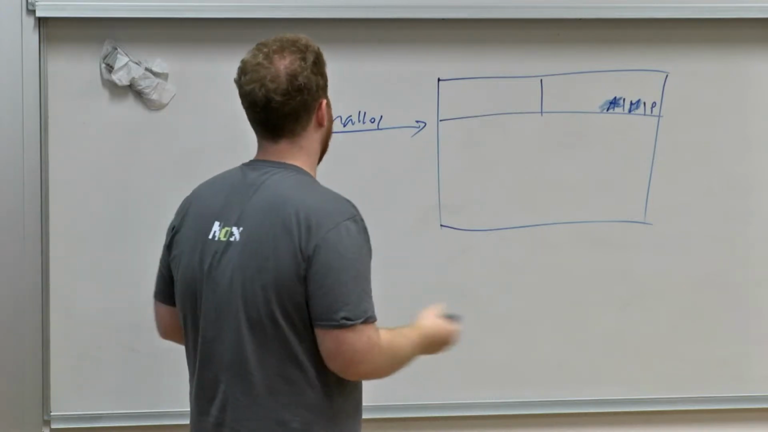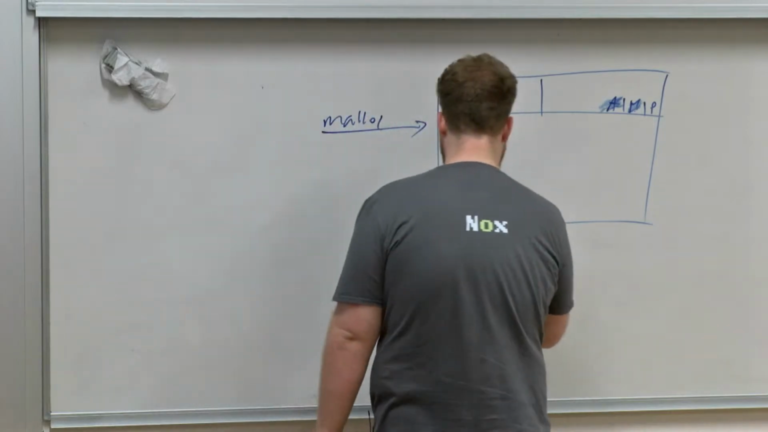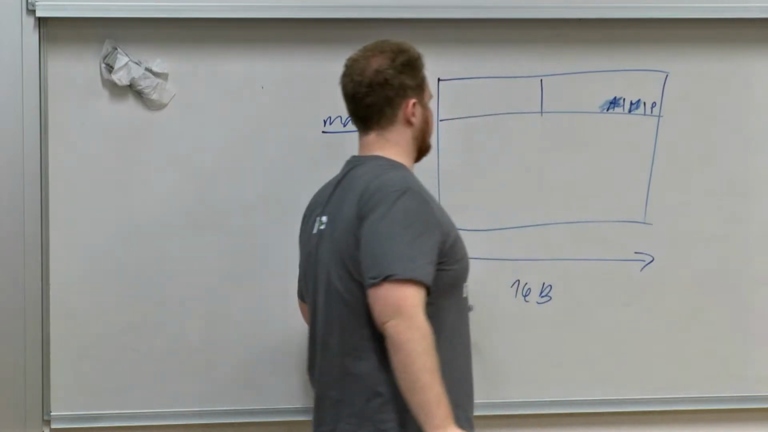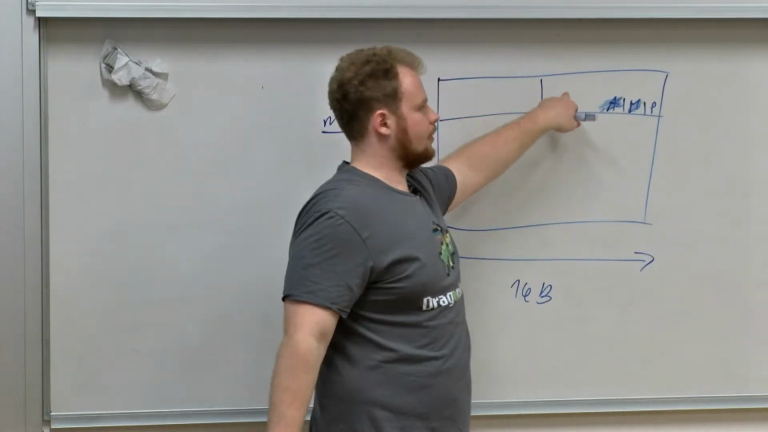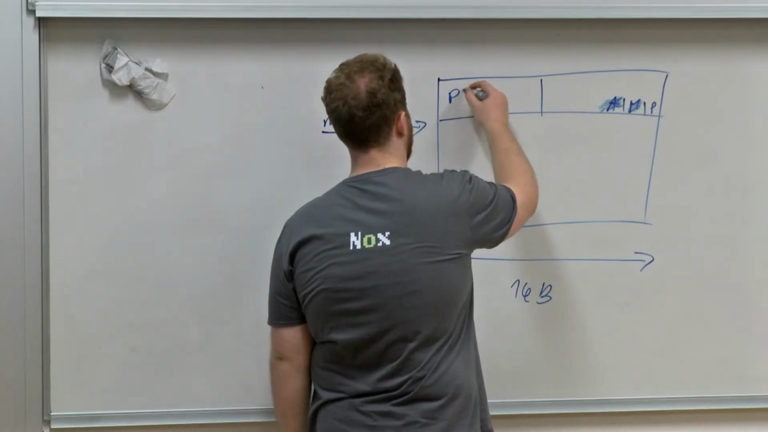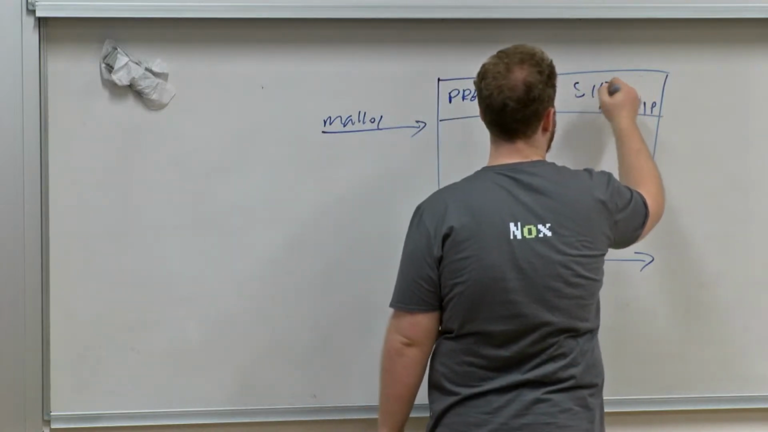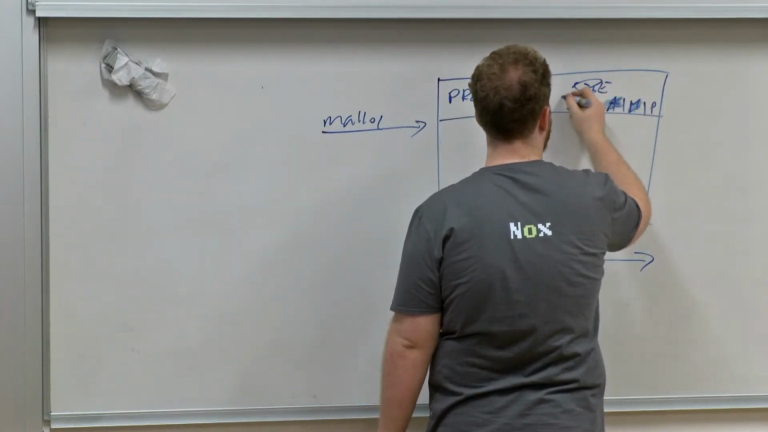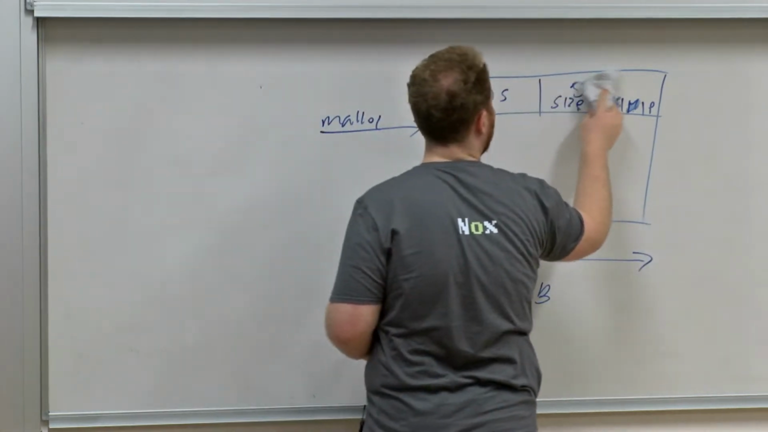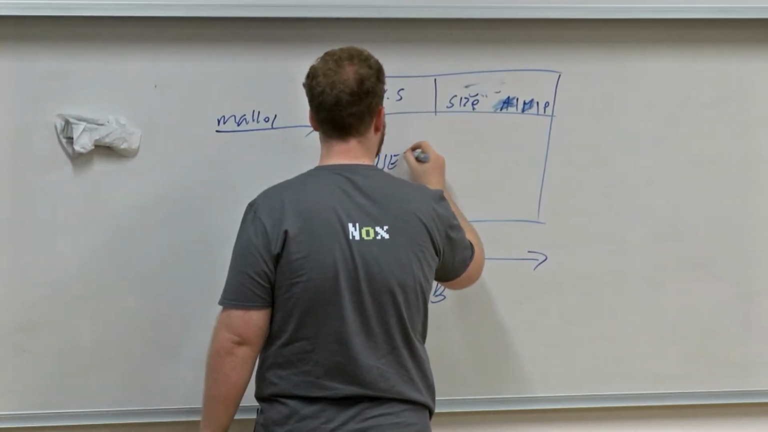Okay, this is how a general chunk looks like in memory. So this is 16 bytes. So this is 8 bytes and this is 8 bytes. It's an address. So here is prev size, and here is size. And down here is the user data.